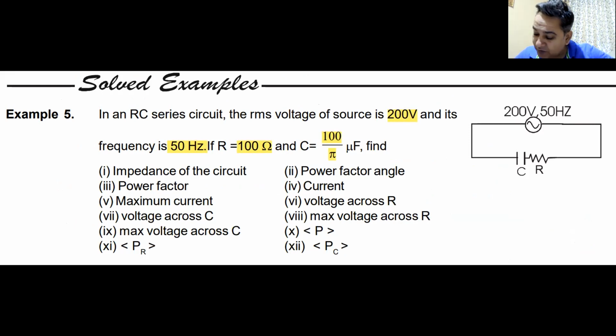We have to calculate all these things. Number one is impedance. Number two is the power factor angle, that is phi. Third is power factor. Fourth is current, meaning RMS current. Maximum current, meaning I naught. Voltage across R, that means RMS voltage across R. Voltage across C, RMS voltage across C. Maximum voltage across R. Maximum voltage across C. Average power, average reactive power, and average virtual power. All these are average values.